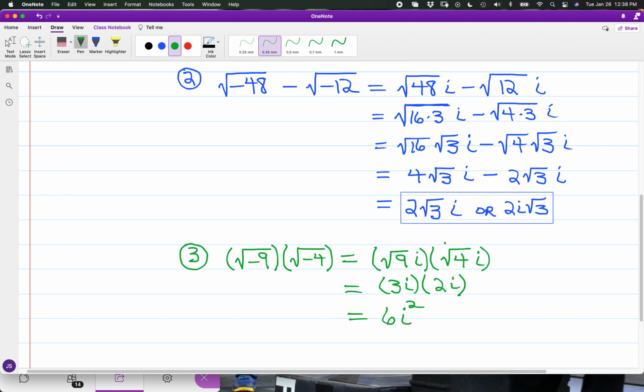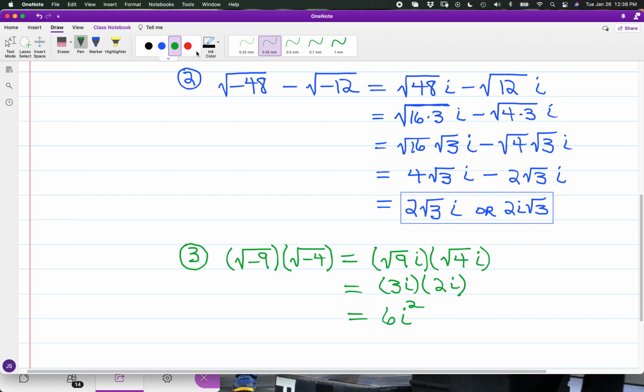Now, let me mention something. The reason I'm saying to go ahead and extract the i for each is that one can make the careless mistake of taking the square root of -9 times -4, which would be 36, and saying the square root of 36 is equal to 6.